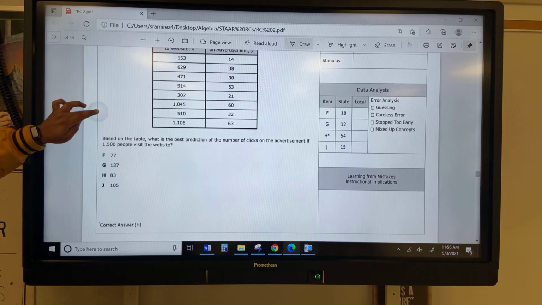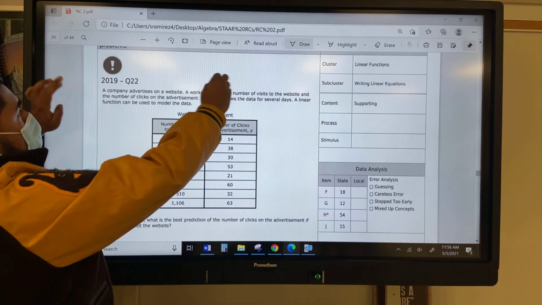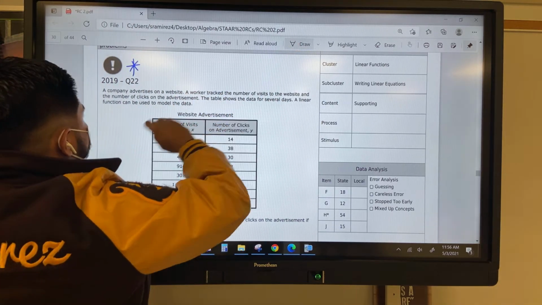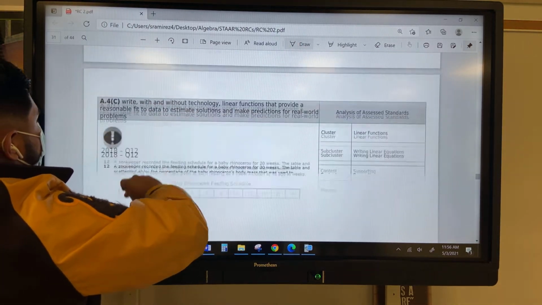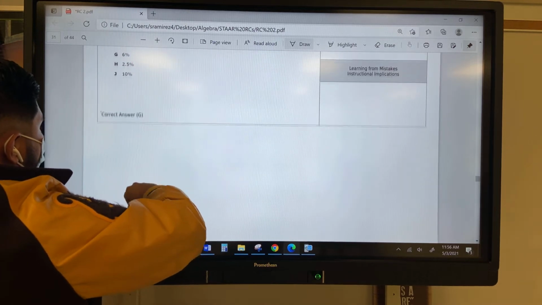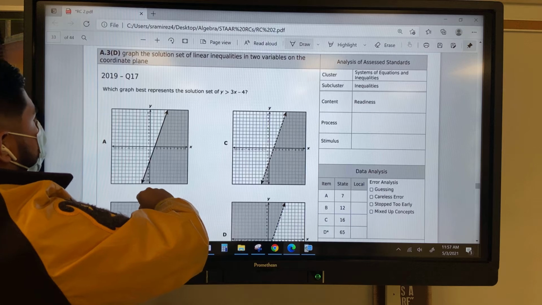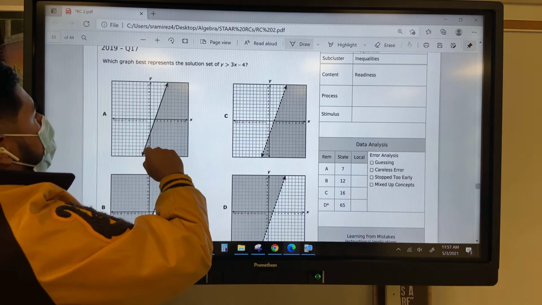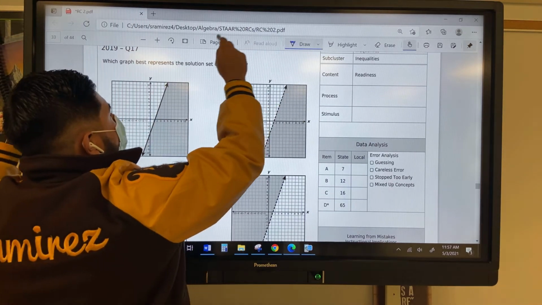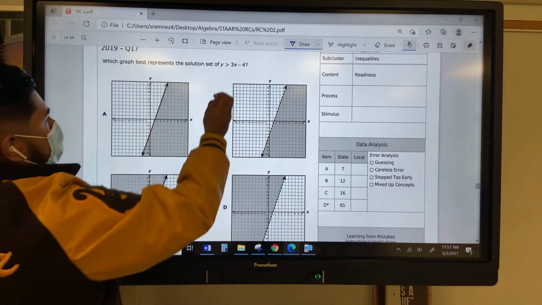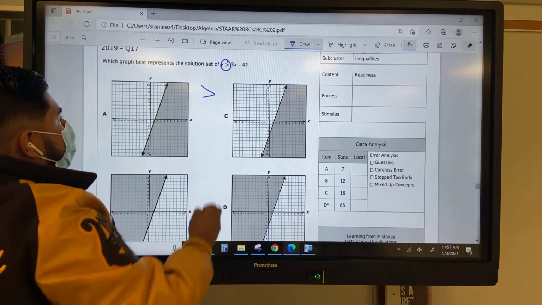This one's tough. So this is another one that we have to come back to. This is all calculator, calculator, calculator. Right here is calculator. You can graph this on your calculator, but the main thing is looking at the symbol.